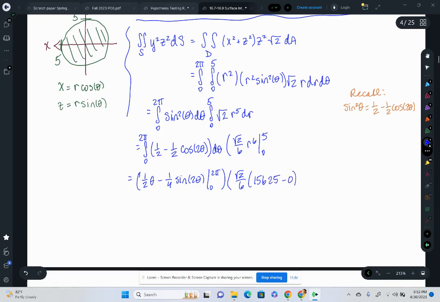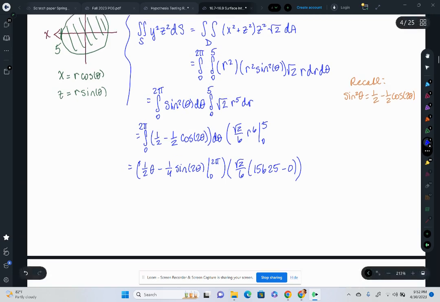And then minus 0. Okay, now evaluating a sine of 2 theta at 2 pi is going to give me 0, and evaluating it at 0 is going to give me 0. So what I get from here is 1/2 times 2 pi minus 0, and then minus 0 minus 0. So not a whole lot of contribution, but there is something. And then times 15,625 square root 2 over 6.